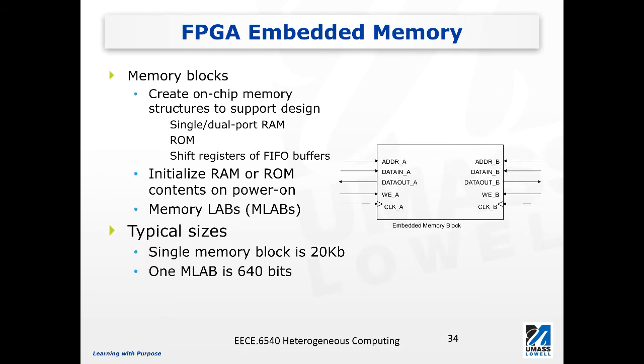FPGAs have embedded memory components on the chip. We call them memory blocks. Memory blocks often create on-chip memory structures so that we can use such structures to store temporary variables and data. We can configure single port or dual port RAMs, or read-only memory, or FIFO buffers, depending on the application needs. And we can even initialize the RAM or ROM contents on power on of the device.